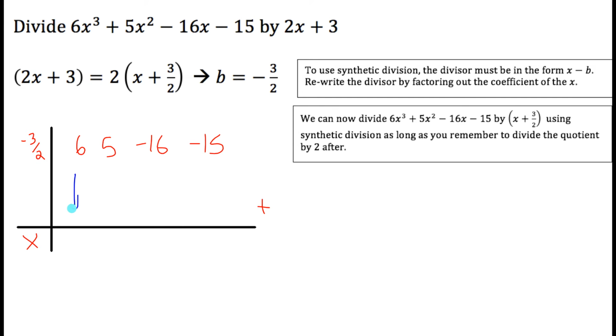So bring the 6 down, and now multiply that 6 by negative 3 over 2. That'd be negative 18 over 2, which is negative 9. 5 plus negative 9 is negative 4. Negative 3 over 2 times negative 4, that'd be 12 over 2, which is 6. Negative 16 plus 6 is negative 10. Multiply that negative 10 by negative 3 over 2, that'd be 30 over 2, which is 15. And then add negative 15 plus 15, 0.